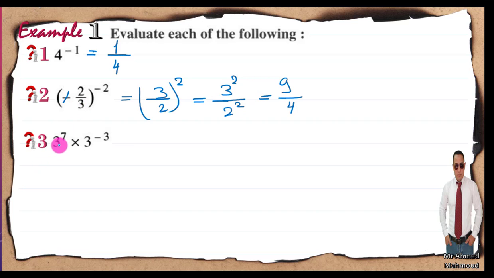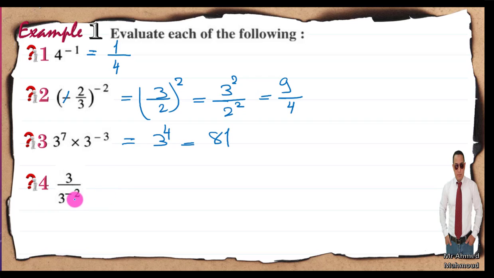Now we have 3 power 7 times 3 power negative 3. 3 and 3 are like bases, so it's better to use the rules of lesson 2. Now we have multiplication, so I'm going to add the powers. 7 plus negative 3 equals 4. So first I write down 3, the base, and the power 4. 3 power 4 equals 81.